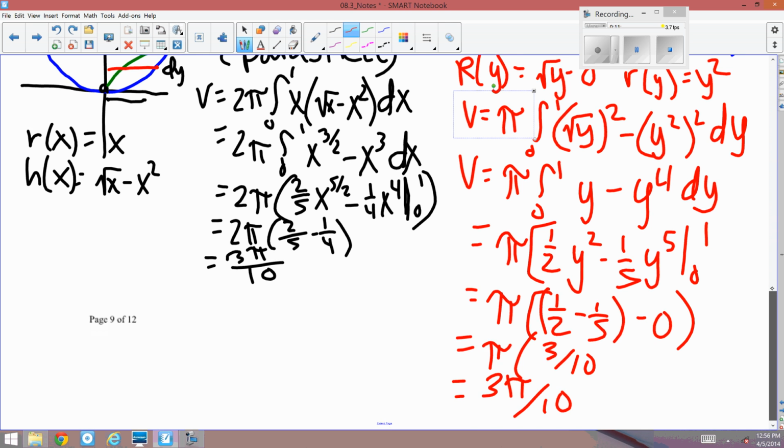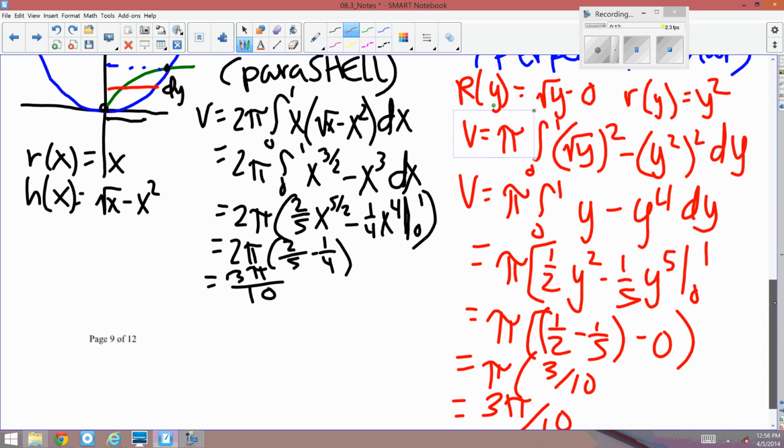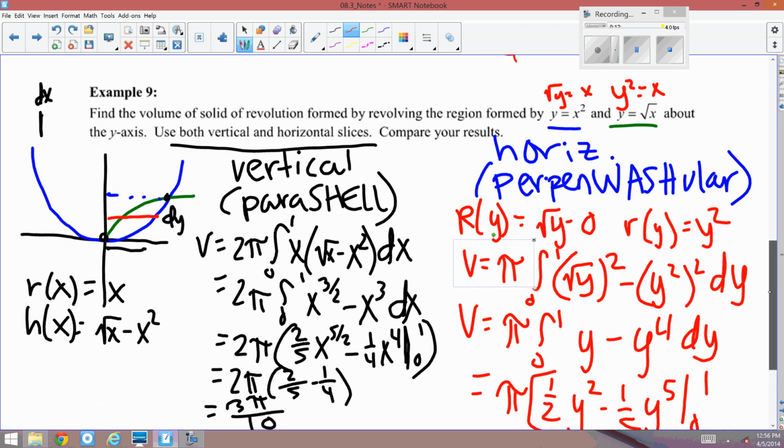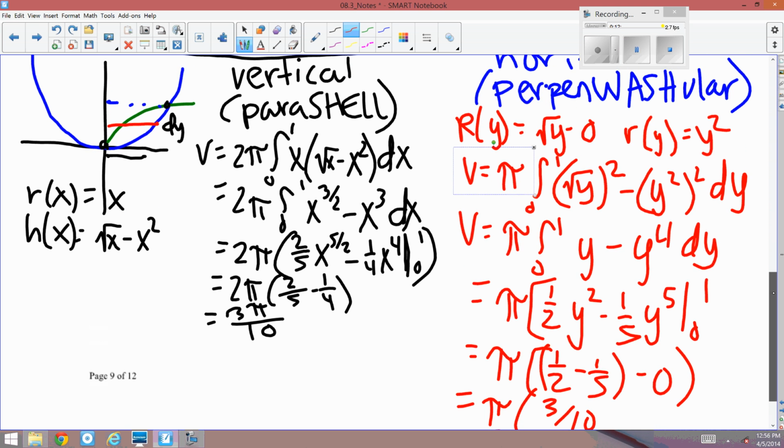Now, which method was a little bit easier? Maybe the numbers over here in red on the shell method were easier. Maybe not. Still doable either way. So we'll be able to look and decide which method you prefer.